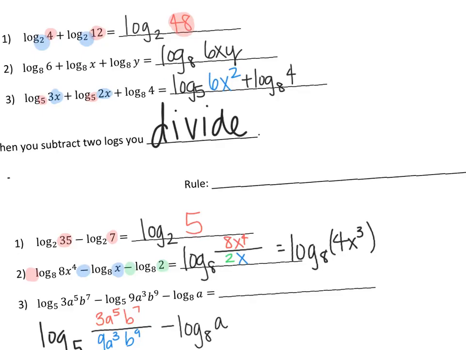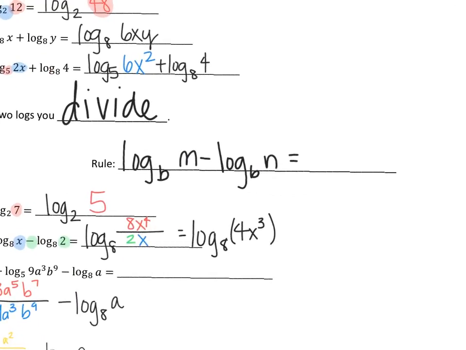Okay, the actual rule here says that if I have the log base b of, we'll say m, why not, minus the log base b of n, then I can rewrite that as the log base b of m divided by n.